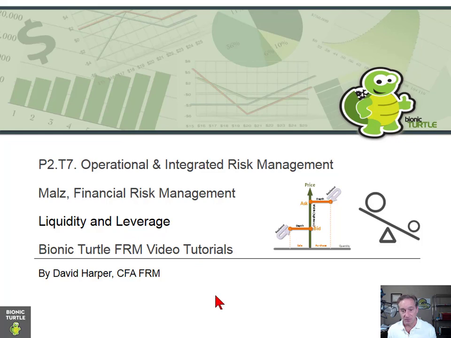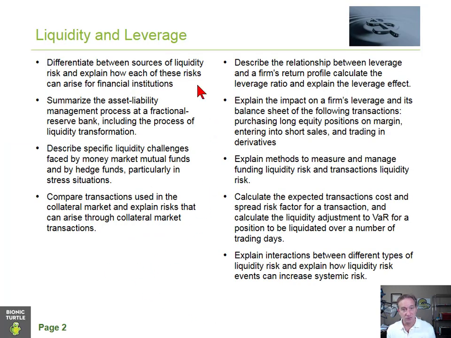Just to orient ourselves, just to make sure that you know where you are here: Chapter 12 is Liquidity and Leverage. It's a large chapter in Malz, and consequently, we have a long list of learning objectives.